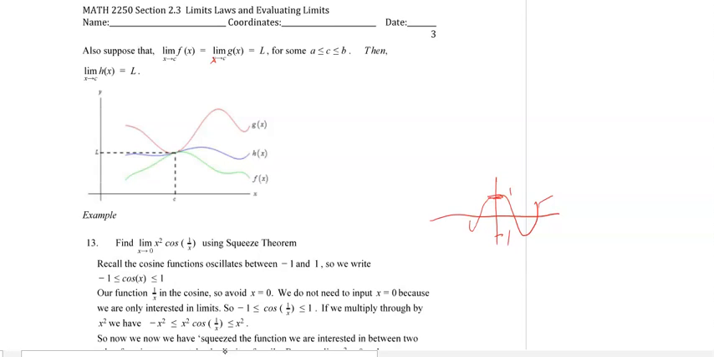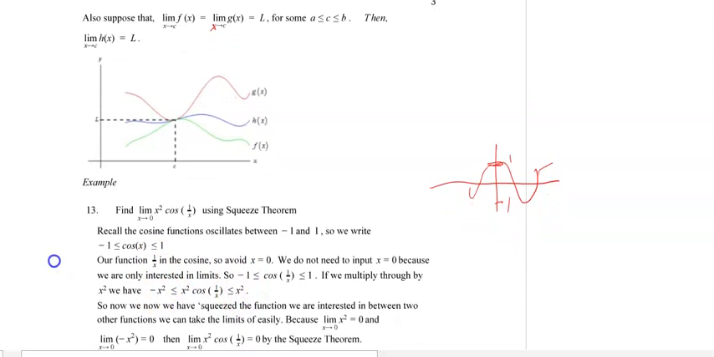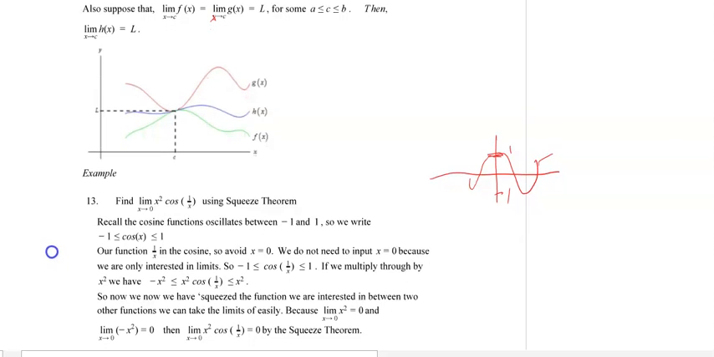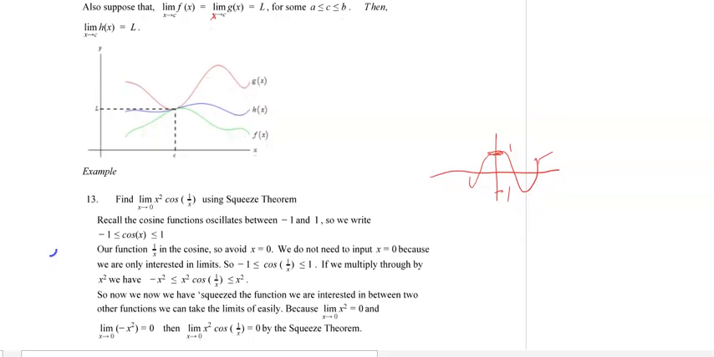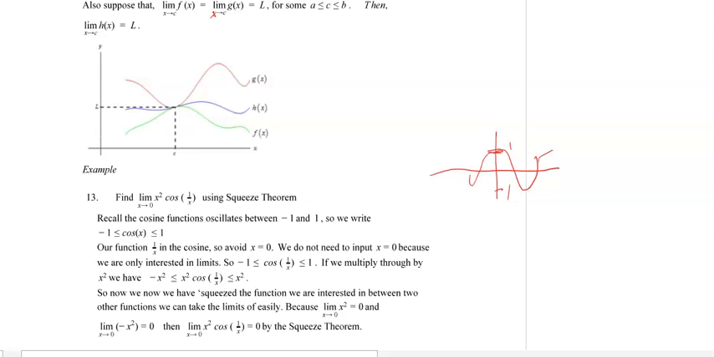So let us try to find the limit as x approaches 0 of x squared and the limit as x approaches 0 of -x squared. What is the limit as x approaches 0 of x squared? That would be 0. And the limit as x approaches 0 of -x squared is also 0.